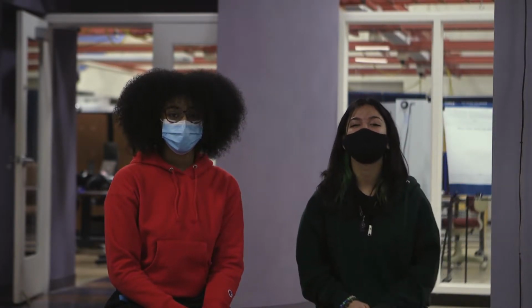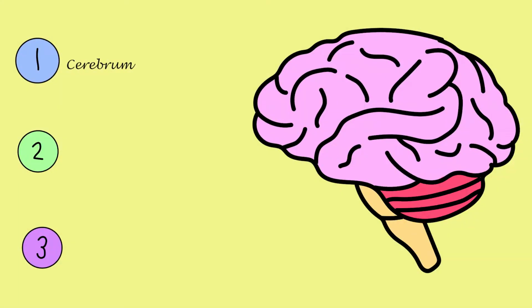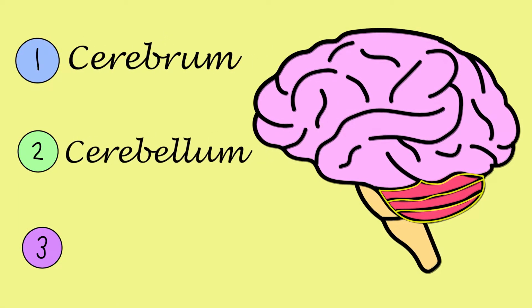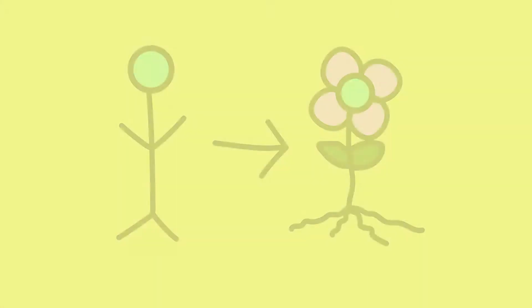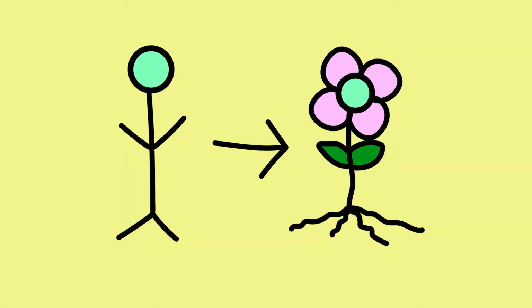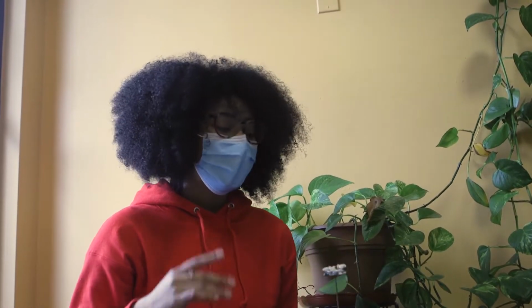Let's get into it. You have three main parts of your brain: the cerebrum, the cerebellum, and the brainstem. The brainstem is kind of like the flower stem. It connects your brain to your spinal cord to get signals and messages from all over your body, just like the flower would get from its roots.